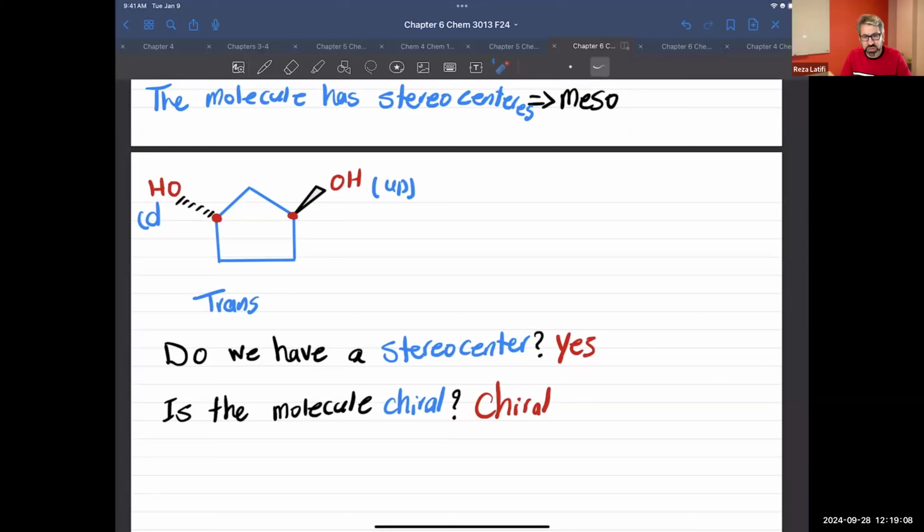do we have a stereocenter? Yes, our molecule does have a stereocenter, and it actually has two of them. So I'm going to say the molecule has two stereocenters, and because there is no plane of symmetry, the molecule will be chiral.